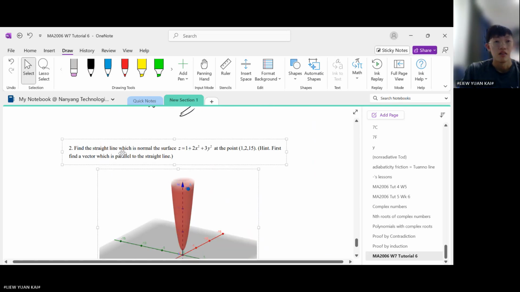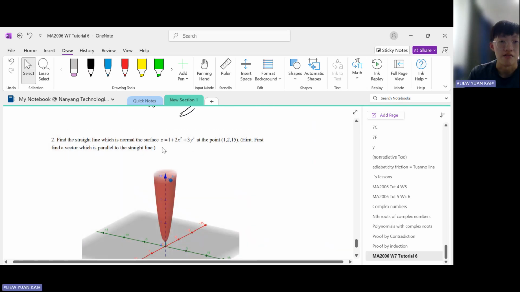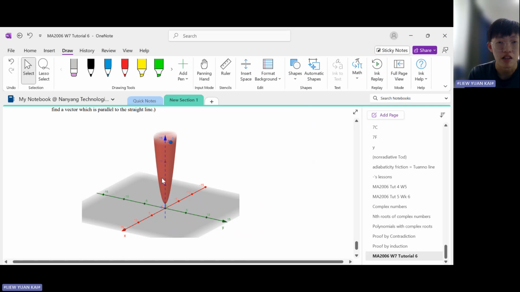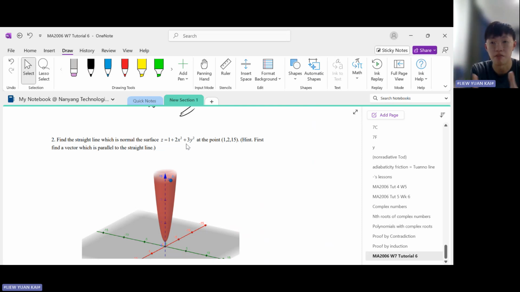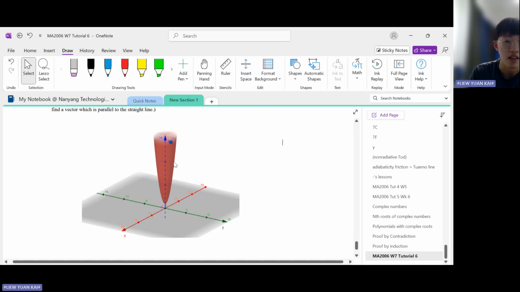Okay. Question 2 states, find a straight line which is normal to this surface, z is equal to 1 plus 2x squared plus 3y squared at this point. Hint, find a vector which is parallel to the straight line first. Okay, so they didn't do this, but what I've done for you is I plotted out this surface. Okay, so this is a surface, meaning it's in 3D space. Okay, these are a set of points that makes up a surface in 3D space.